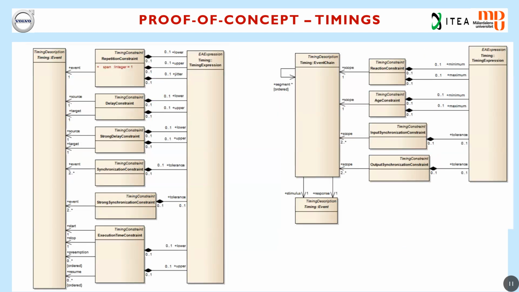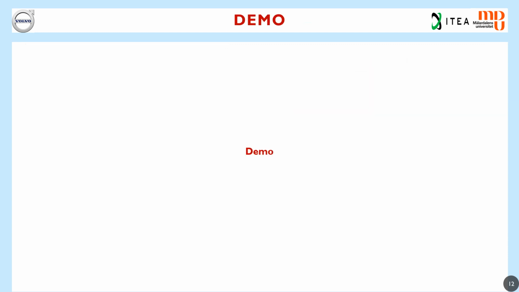This is the snapshot of the timing package of eSTDL. Here you can see that different timing constraints are available. Particularly, there are 10 timing constraints, and there are different concepts like event functions, event chains, and so on. We will gather all these concepts in the XText grammar. So let's move to the demo.